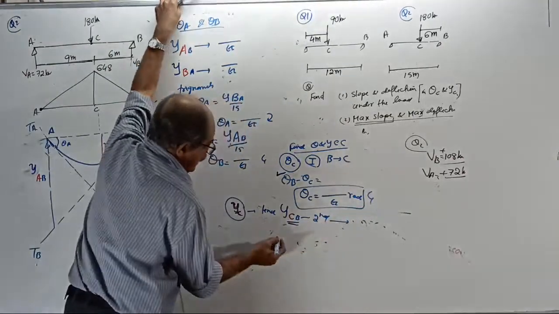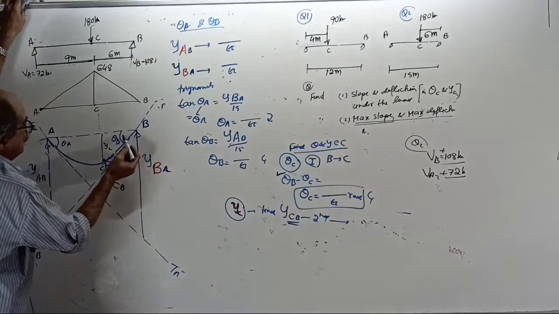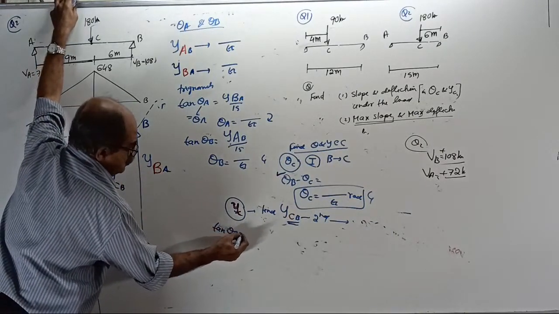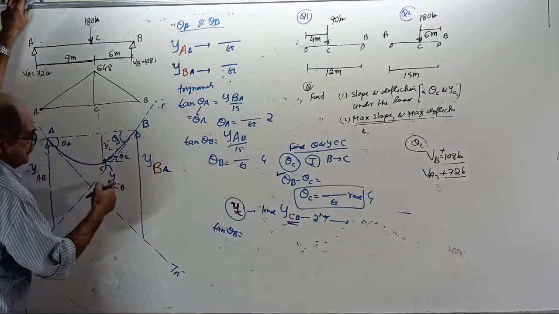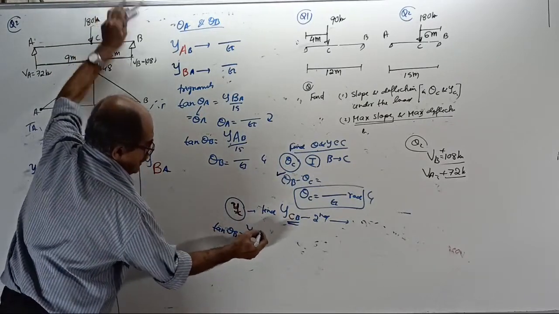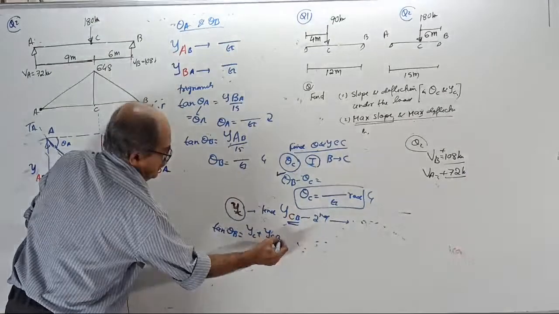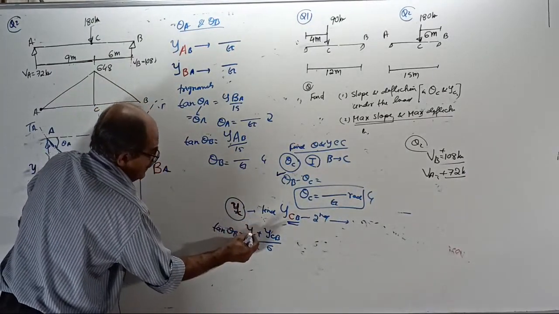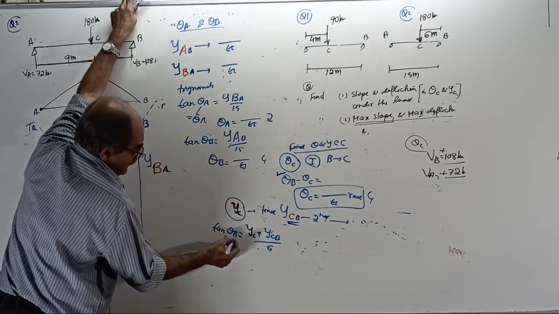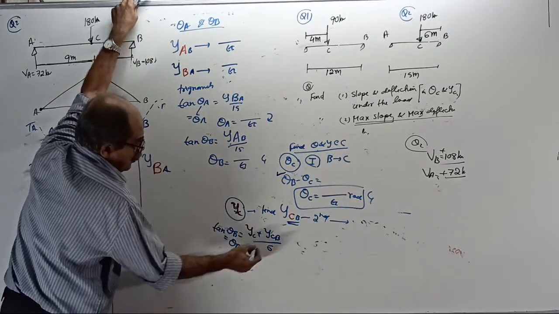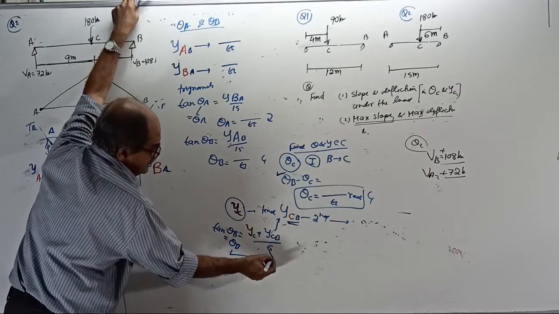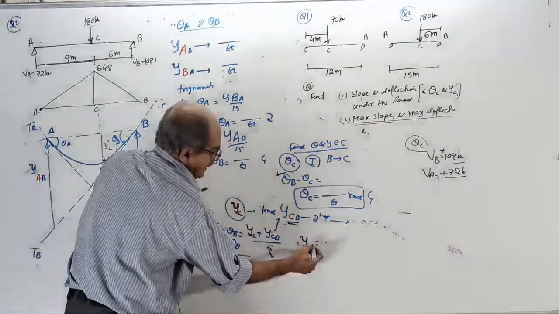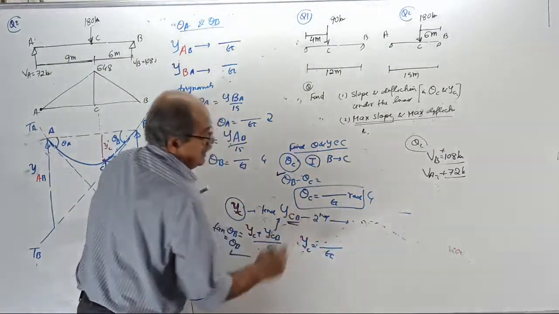Once you get YCB, apply trigonometry for this full triangle. Then tan theta B equals what? YC plus YCB divided by 6. YC you require. Tan theta equals theta B. Theta B known, YCB just now known. 6 is there in every calculator. Therefore, get the deflection at C, something divided by EI.